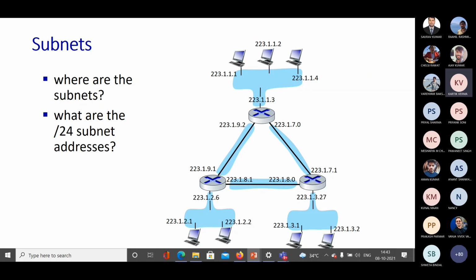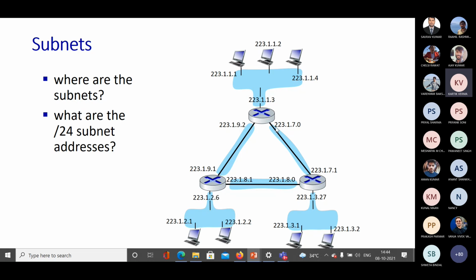So there are two interfaces, let's look at this. Okay, let's look at this A and this guy. I hope that my mouse is visible to you people. If not, then let me know. Let's look at this: 223.1.7.0 and 223.1.7.1. These are two different interfaces belonging to two different routers. Okay, so these interfaces are allowing this particular router to connect to the medium.